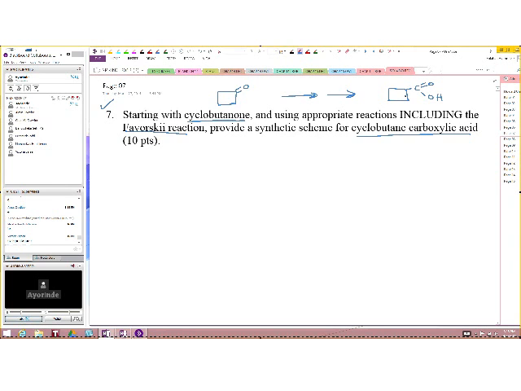Cyclopentanol. Yes, thank you. Victoria says we need to start with cyclopentanol. Excellent, that is correct. Once you recognize that, because you know that you have to do the Favorskii reaction, you need to go from here to here.